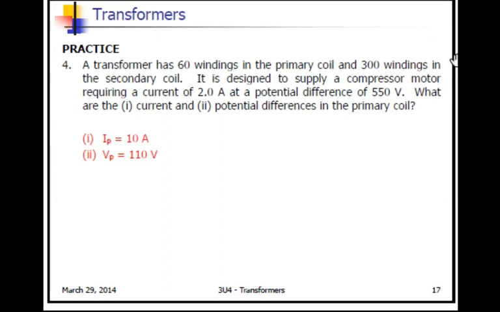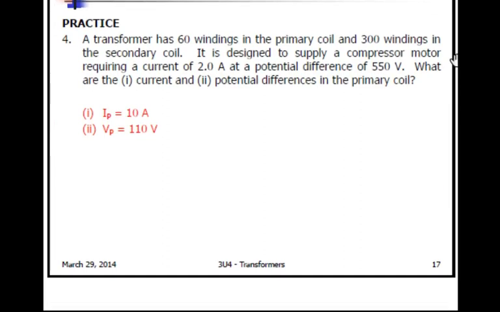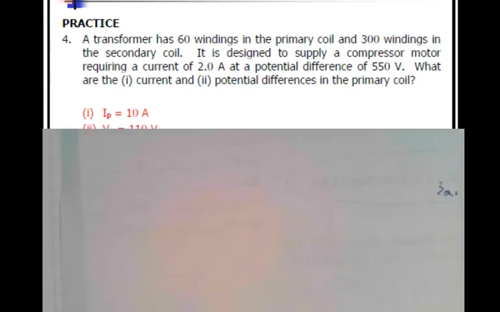Question 4, we have a transformer with 60 windings in the primary coil, and we have 300 windings in the secondary. We're supplying a compressor motor requiring 2 amps and a potential difference of 550. So what are the current and the potential differences in the primary coil?